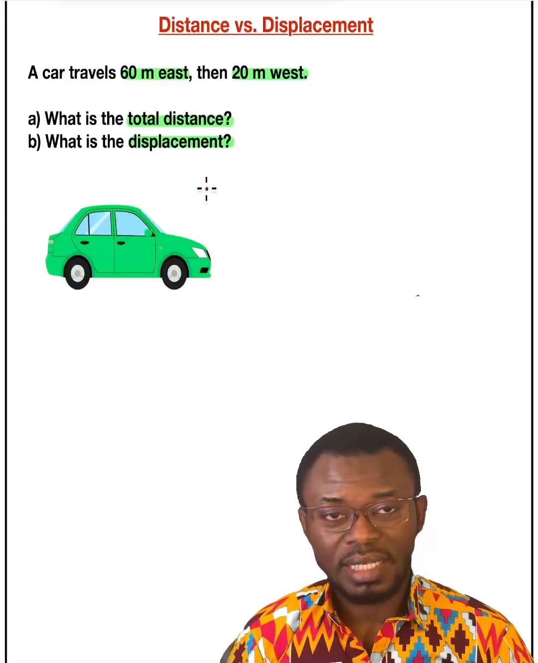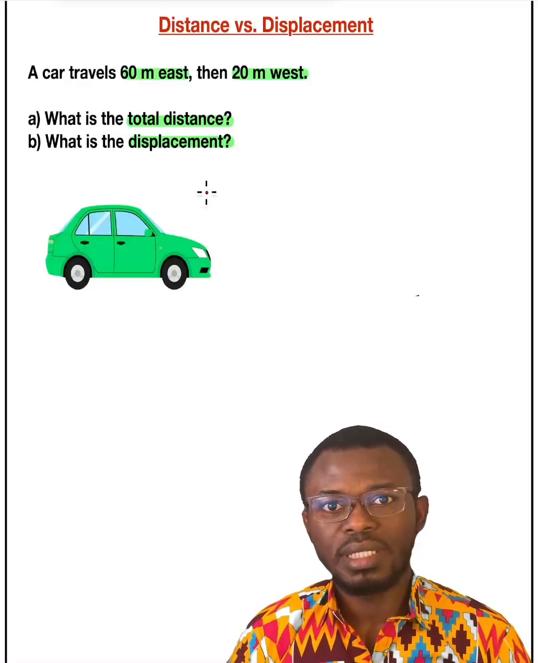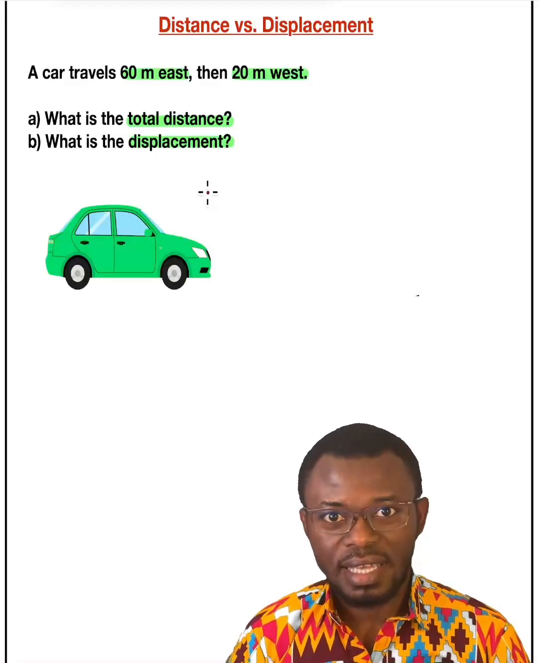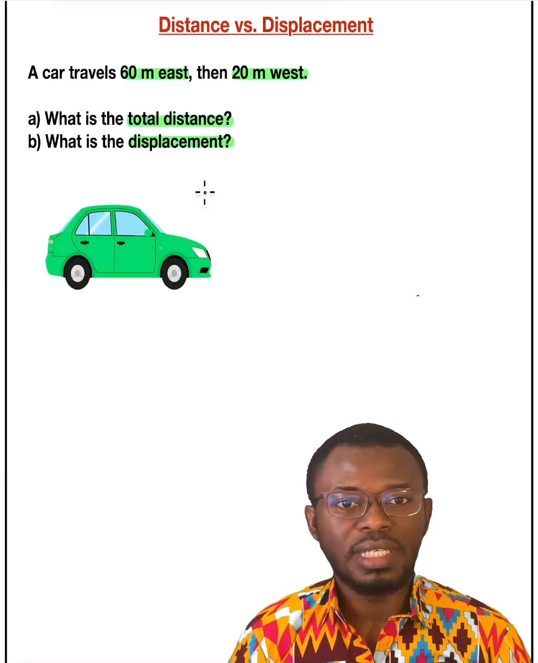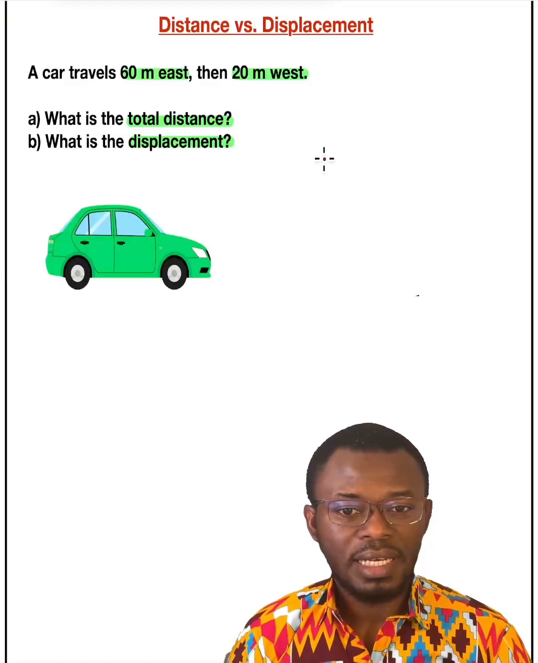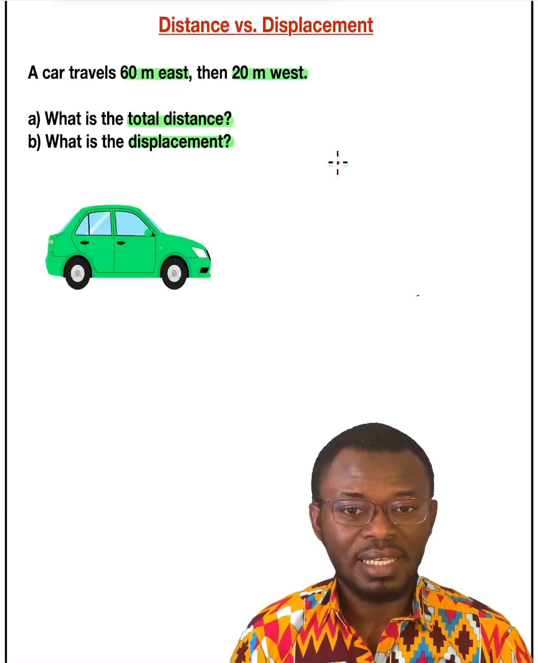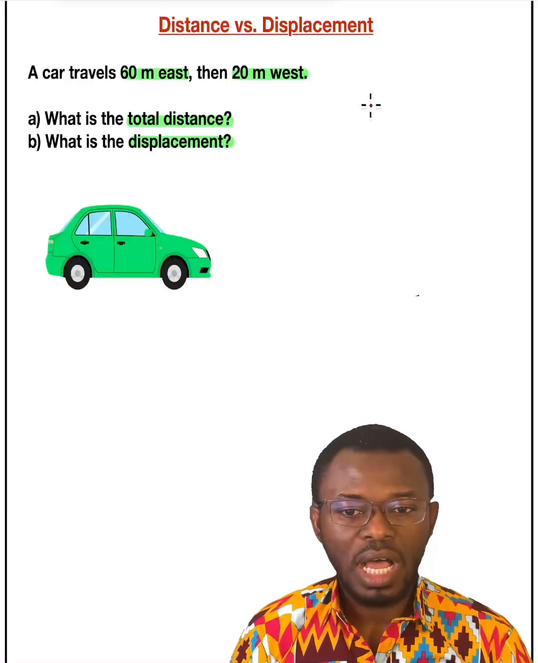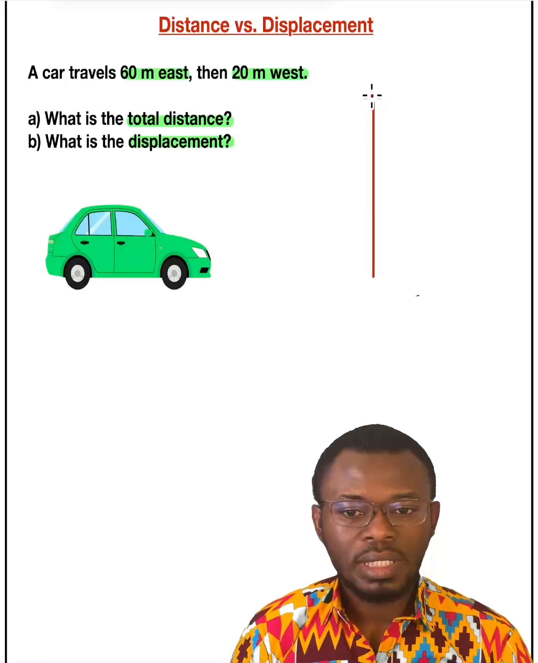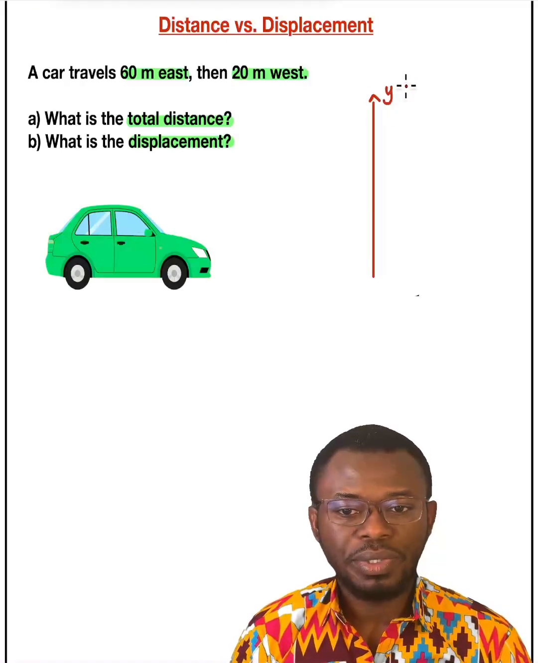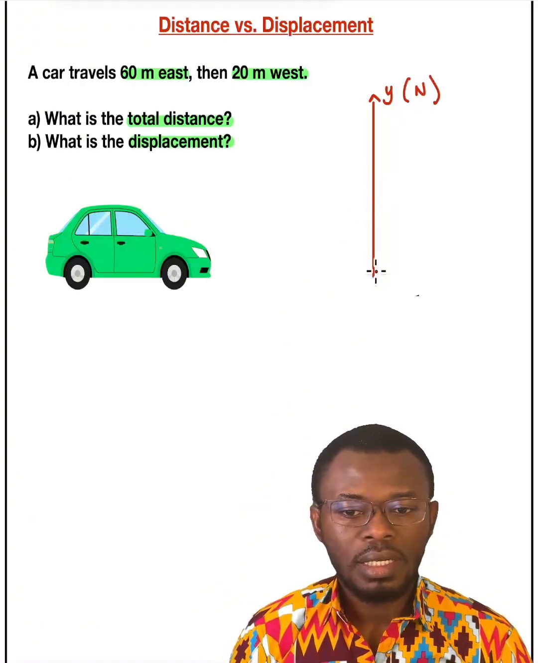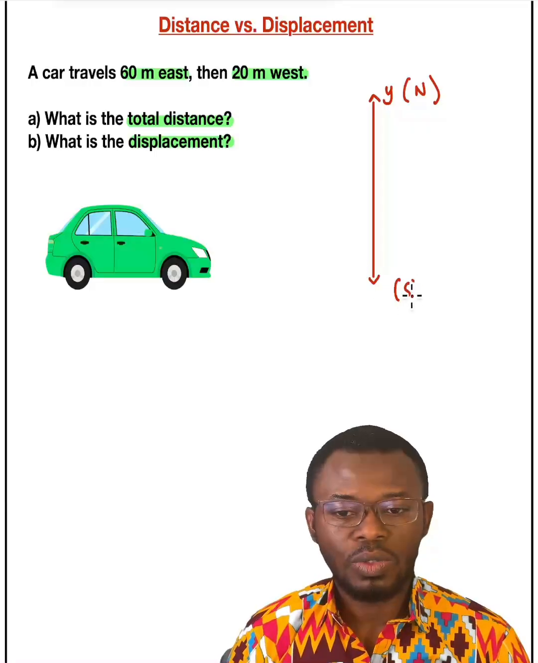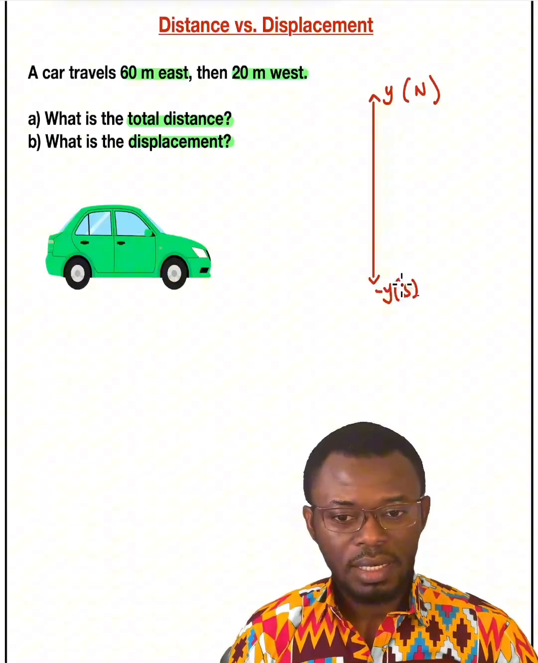In kinematics, because we always deal with vectors and scalars, we need to always define our coordinate system. In this case, we are going to use the Cartesian coordinate system, which is the XY coordinate system. So we have our vertical axis, the Y axis, and this represents the north. And down here, the south, which is the negative Y direction.